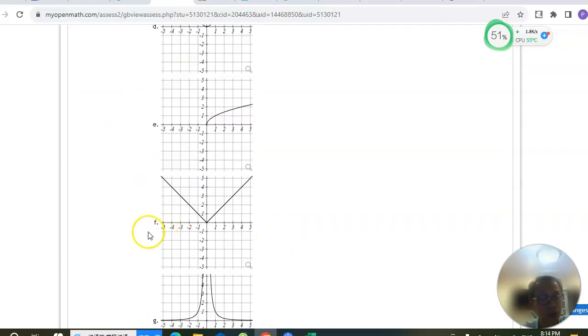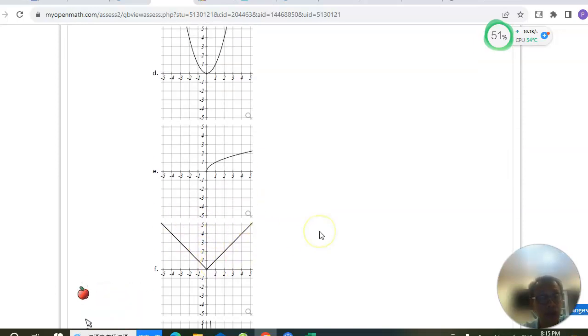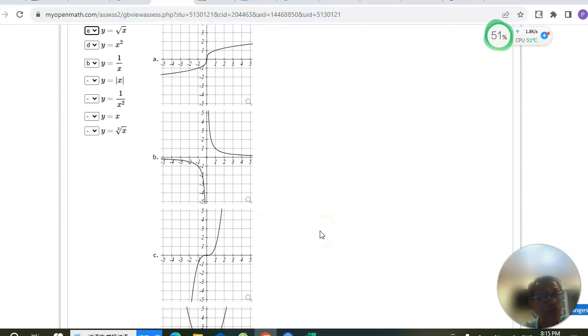Now let's look at F. F is symmetric about the y-axis, as in my previous video. This is y equals the absolute value of x, because when x equals 1 or minus 1, y equals 1 in both cases. When x equals 2 or negative 2, y equals 2 in both cases. So they are symmetric about the y-axis. So graph F is the absolute value of x.